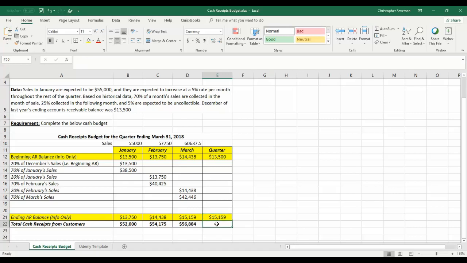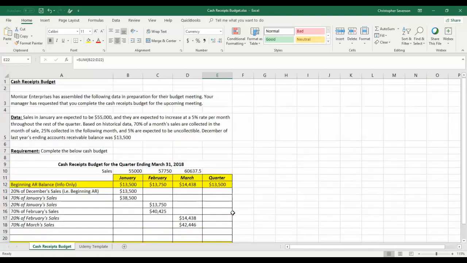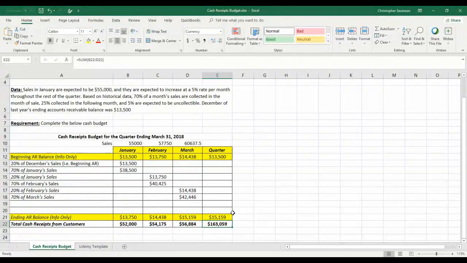Now you're going to sum up the total cash receipts. So that's $163,059. There's really no need to sum up these individual lines because that was pretty much just information to determine how are we going to complete this in the first place. So at this point, this is what we have for the cash receipts budget. That's really all we need to worry about. $163,059 is our total cash receipts, and this should complete this problem.